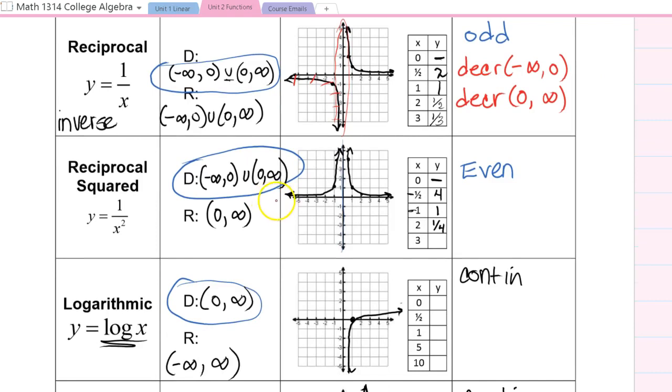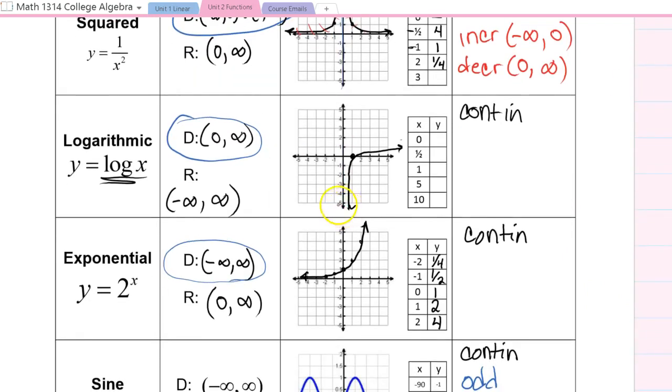For our reciprocal squared, we can see that our y values are getting bigger, so it's increasing when we start at negative infinity until we get to 0. And then on the other side, we can see our y values coming down, so those are decreasing from 0 to infinity. Logarithmic, we can see we're going to have our intervals from 0 to infinity. That's what our domain says. And we can see that those values are constantly increasing. So we're going to write down increasing from 0 to infinity.